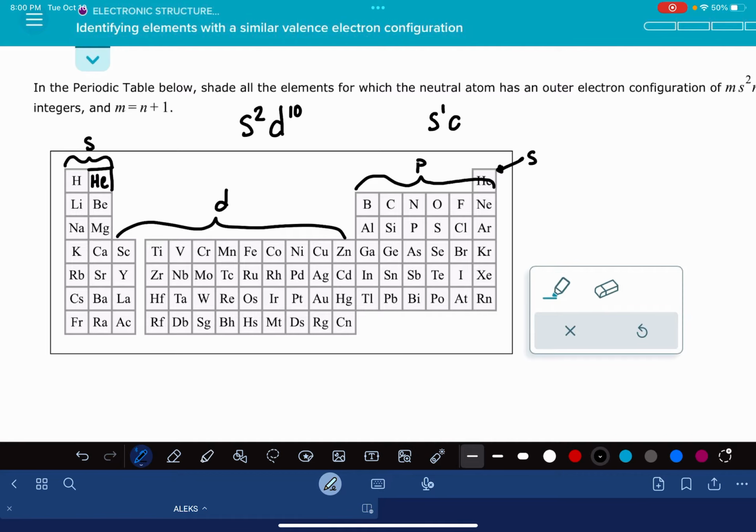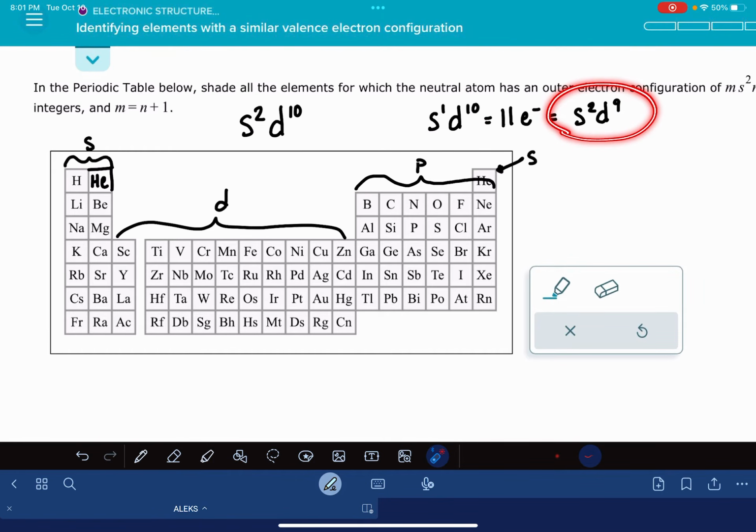It's highlighting all of the elements that have an electron configuration of S1D10. That's kind of funky, and it is definitely possible in your general chemistry class that you've never been introduced to a situation like this before, where the S subshell does not completely fill up before the D subshell starts to fill up. So this S1 instead of S2 might be kind of scary for you. If you see that, I do want you to recognize that that is just a total of 11 electrons, and you can absolutely think of that as S2D9, totally. The S1D10 configuration is actually just the same thing as the S2D9.